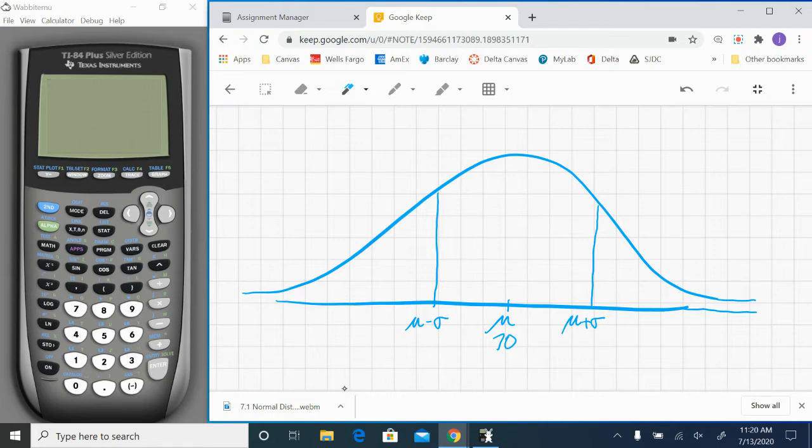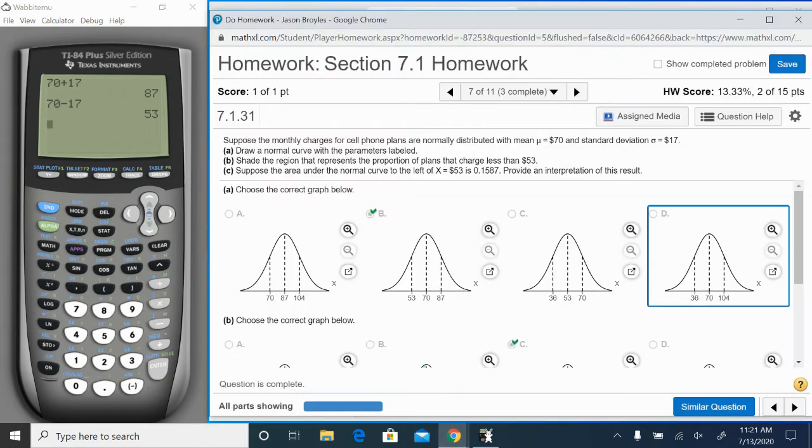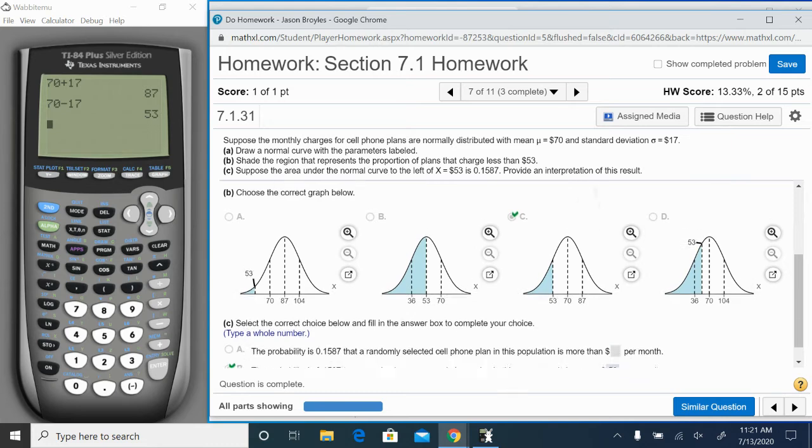So this is the mean plus the standard deviation. So you'd go 70 plus 17 and you'd get 87. And then the mean minus the standard deviation, so 70 minus 17, you get 53. So you're looking for a picture that matches that. This one here has a mean of 70, and then the 87 and 53, that's 1 standard deviation above and below. So you'd pick that choice there.